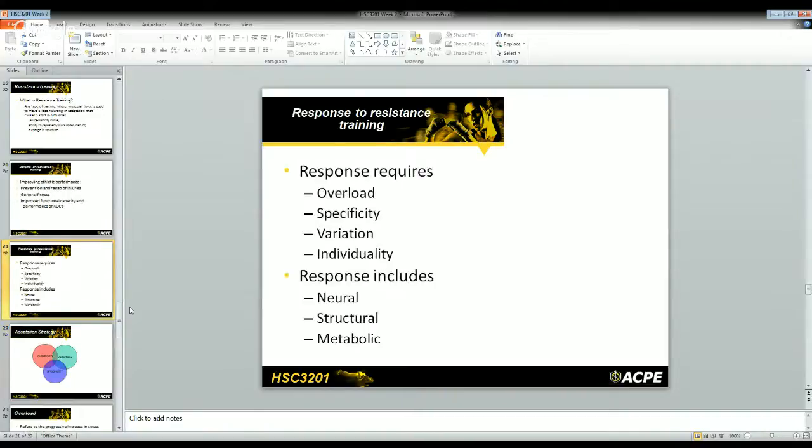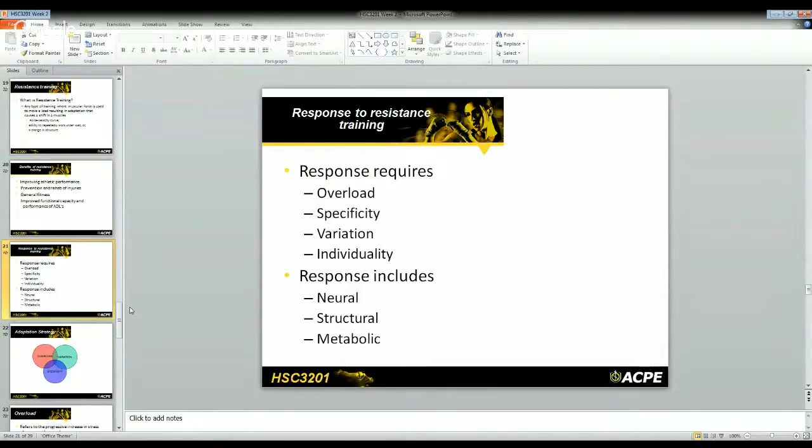Response to our resistance training. Okay, you need overload. In other words, you need to do a little bit more each week. Specificity: with resistance training, if you're working on the chest, it will get stronger, bigger, more powerful, but it's not going to have a transfer to the legs. Variation: we need to vary, we need to shock the system, but also mentally. Not everyone enjoys doing the same thing week in, week out.